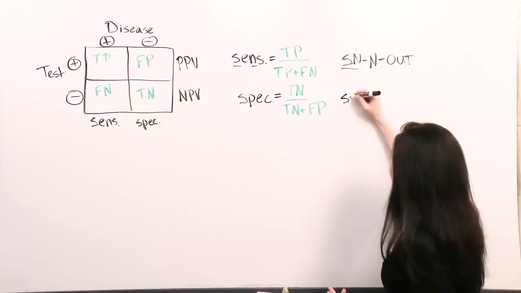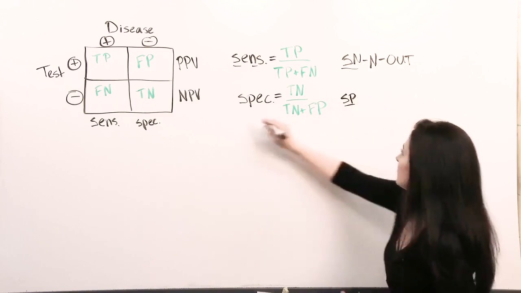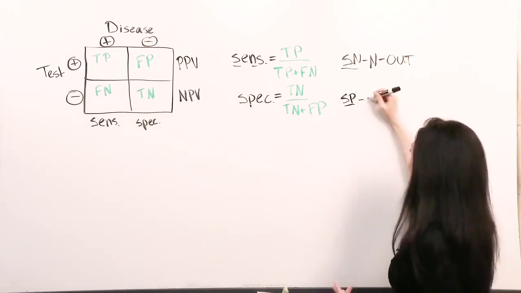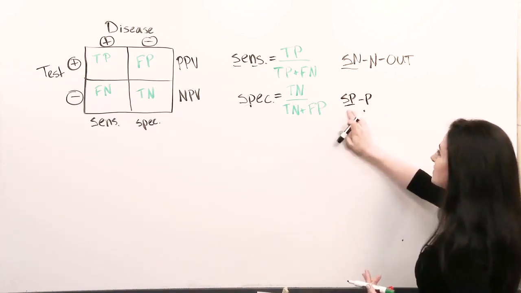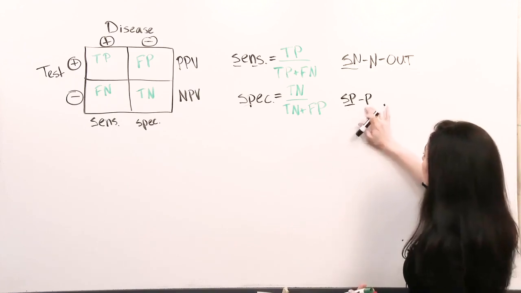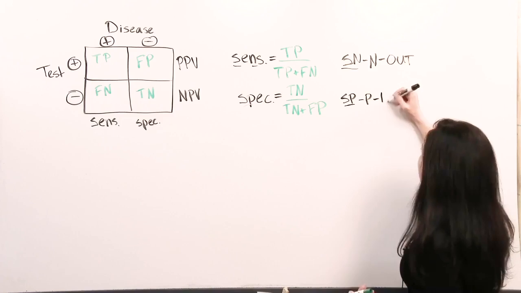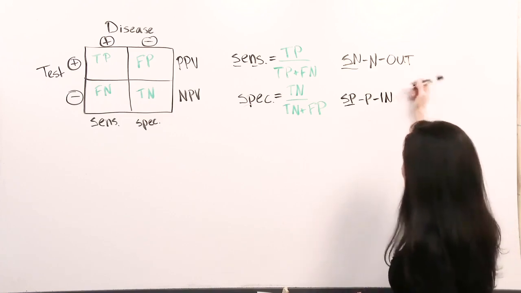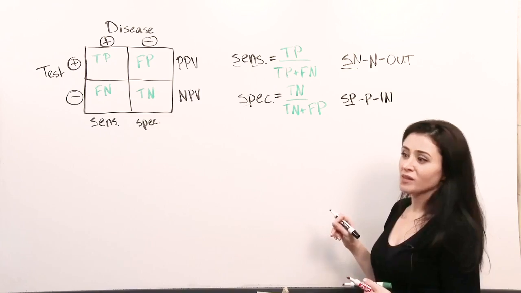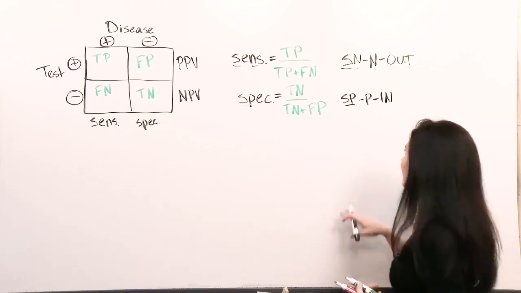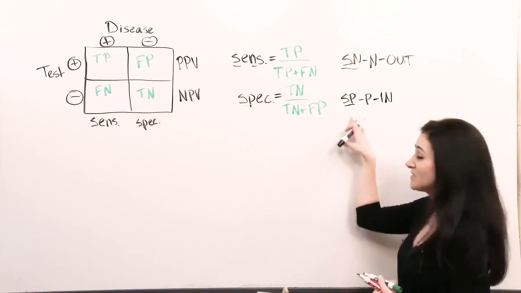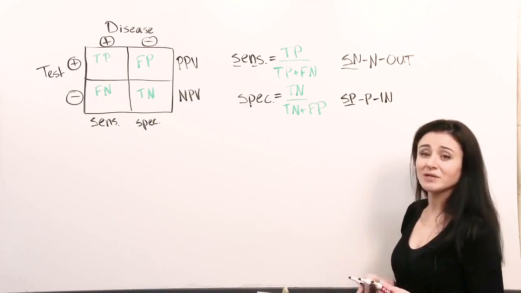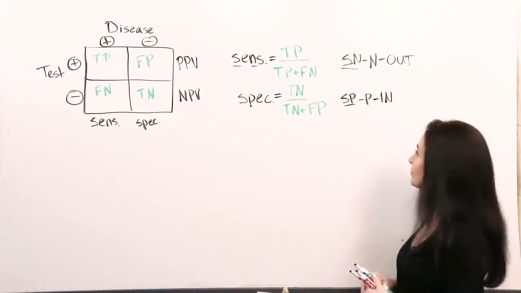Likewise for SPIN, SP for specificity, you write another P for positive. So given a highly specific test, if it's positive, rules in the disease. Thinking back to the colposcopy example, if you have a positive colposcopy, a positive specific test, you should probably be pretty concerned about cervical cancer.